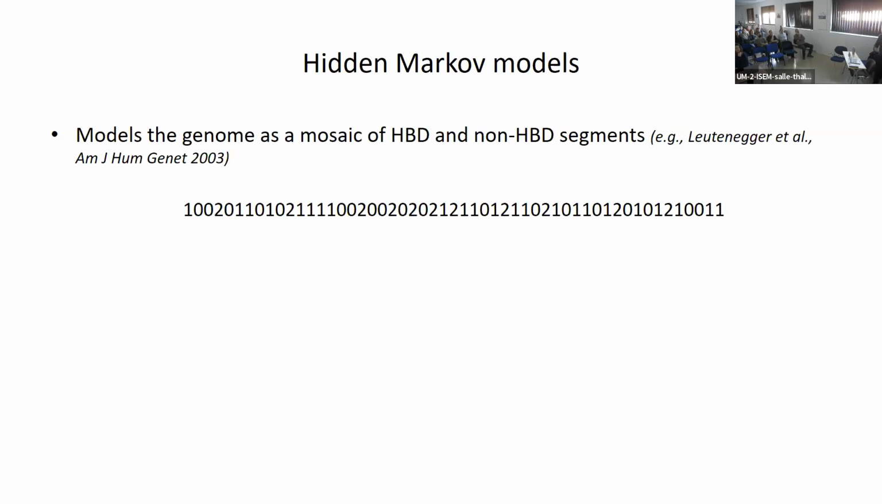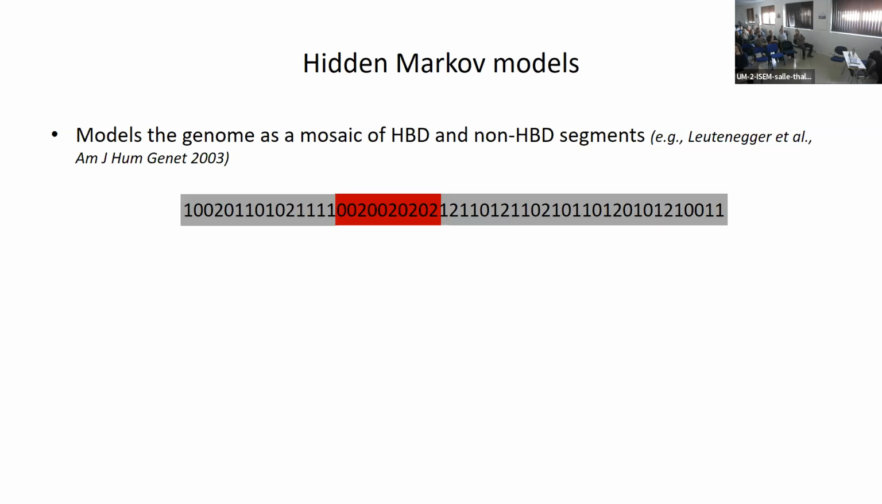And a last approach that is also quite natural is to use a hidden Markov model, where we will model the genome as a mosaic of HBD and non-HBD segments. So it means that the model will scan the genome and will try to identify runs of homozygosity, and the start point can be anywhere and the end point also.